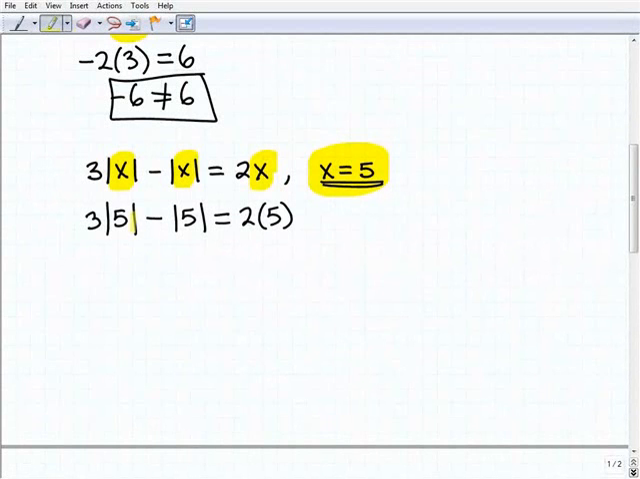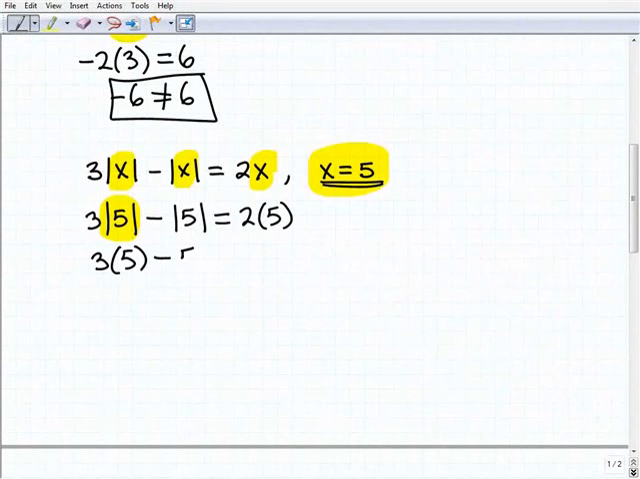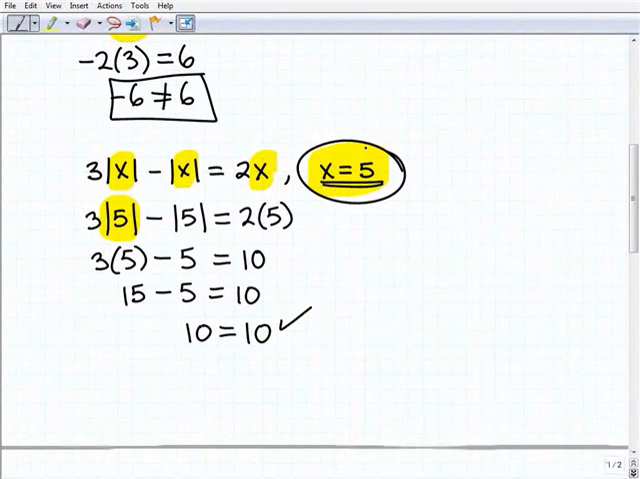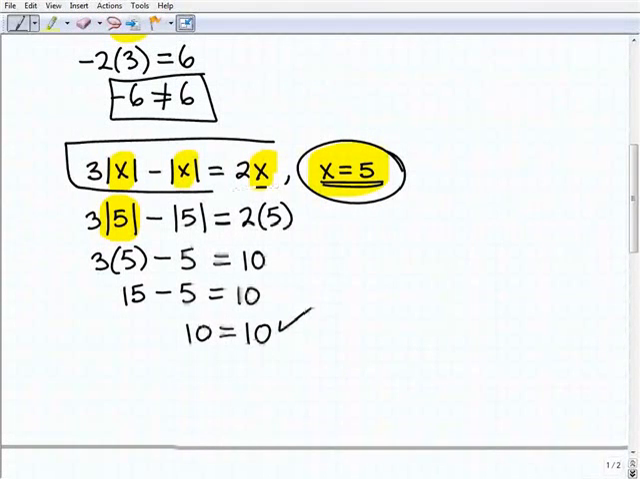All right, let's go ahead and simplify this. We have 3 times the absolute value of 5, let's take care of that first. The absolute value of 5 is 5, so this is going to be 3 times 5 minus the absolute value of 5, which is simply 5. And we have to see if that's equal to 2 times 5, or 10. So 3 times 5 is 15. 15 minus 5, is that equal to 10? Yes, it is. So we have 10 equals 10, and that's a true statement. Therefore, x equals 5 is a solution to this equation. Pretty straightforward stuff here.